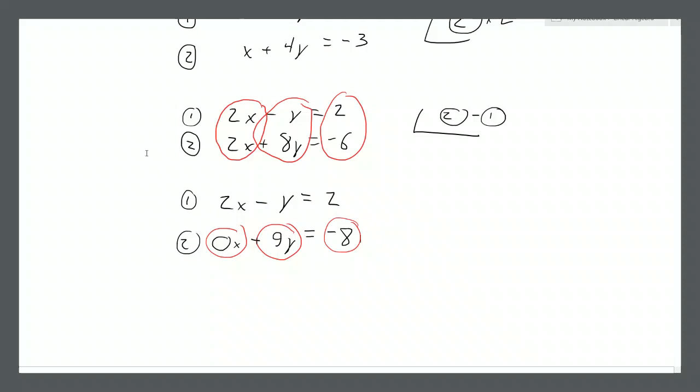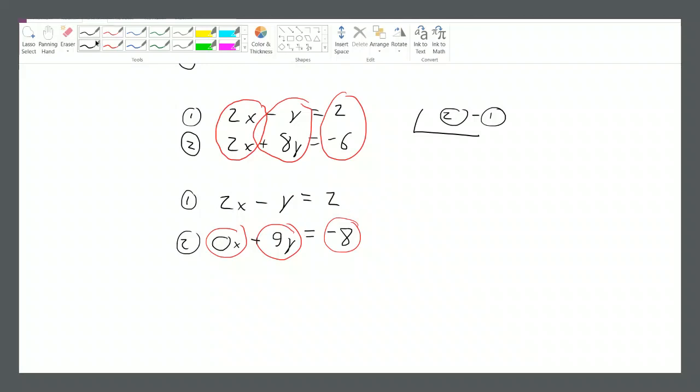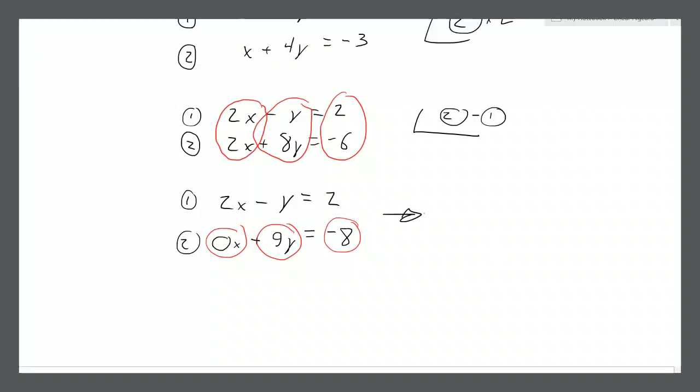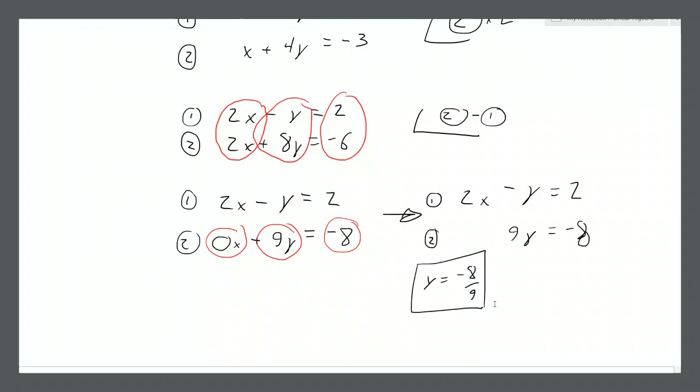So I'm going to write our equation 2 here a little bit more conveniently, without that 0 there interfering with us. Okay, so we have 2x minus y equals 2, and then we have just 9y equals negative 8. From this we can right away see, just divide both sides by 9, and we get y equals negative 8 over 9. Done. We've solved for y.